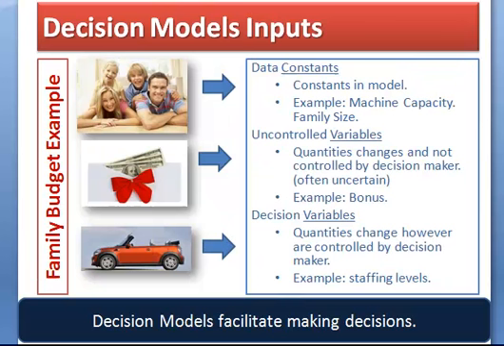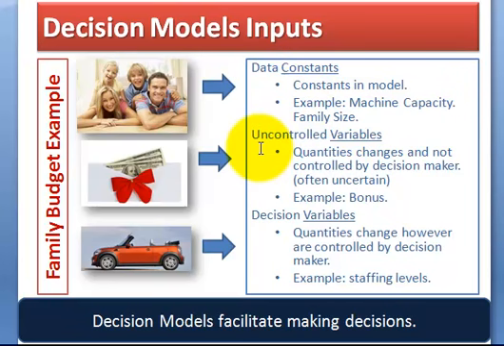Now, let's talk a little bit about the different inputs. We could have a constant for input, in other words, a constant in a model, a number that doesn't change, like machine capacity, or in this example, we're going to do an example of a family budget. So for my family budget for next year, I'm going to make the assumption or the data input that the size of my family is constant. I mean, I'm older, I've got 4, it's a family of 4. It's very unlikely that that's going to change. So that's a constant in the model. It's called data constants.